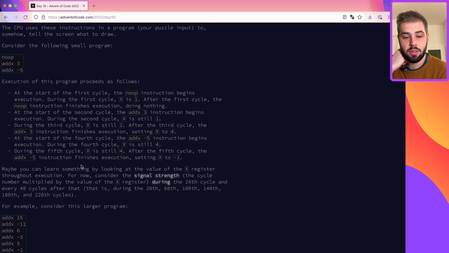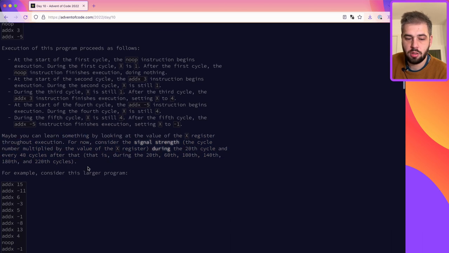Execution of this program proceeds as follows. At the start of the first cycle, the noop instruction begins execution. During the first cycle, X is 1. Okay, so we start with 1. At the start of the second cycle, the addx 3 instruction begins execution. During the second cycle, X is still 1. During the third cycle, X is still 1. After the third cycle, the instruction finishes execution, setting X to 4. At the start of the fourth cycle, the addx -5 instruction begins execution. Okay, maybe you can learn something by looking at the value of the X register over time.